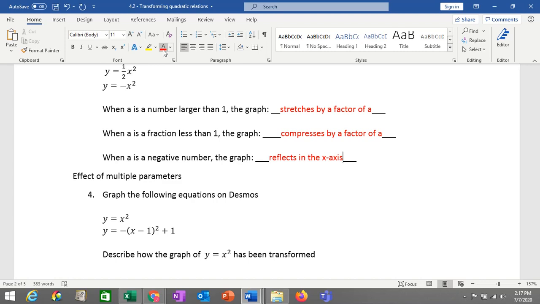I can guarantee you that whether we're talking about tests or exams or whatever, you are going to have questions that ask you to write out these transformations in English. So please do consider the vocabulary used here. The more precise you are with your vocabulary, the better your mark will be.